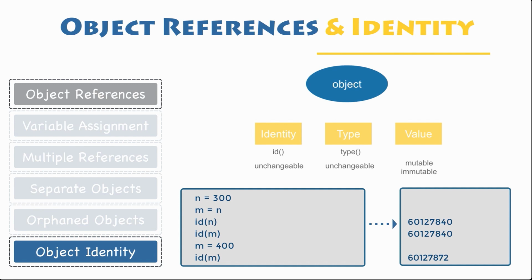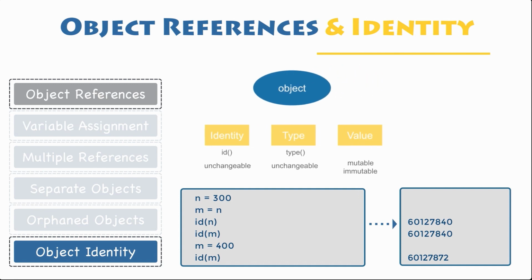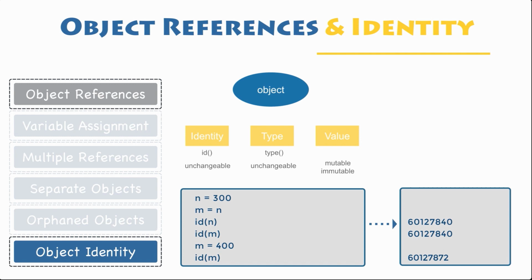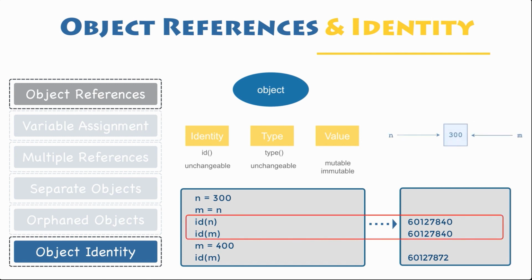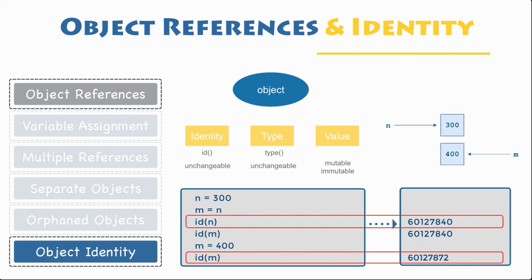Using this function, you can verify that two variables point to the same object, indeed. After the assignment m equals n, m and n both point to the same object, confirmed by the fact that id m and id n return the same number. Once m is reassigned to 400, m and n point to different objects, with different identities.